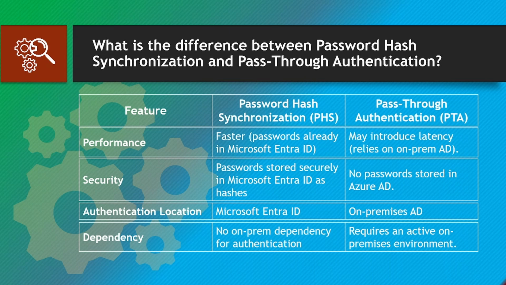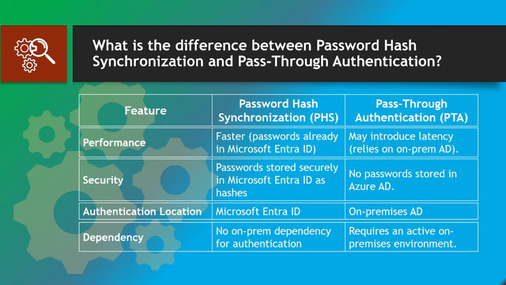Now moving to the next: what is the difference between password hash synchronization and pass-through authentication? As we have seen, there are two ways of authentication: PHS, password hash synchronization, and PTA, pass-through authentication. We'll see the differences between them on different parameters. In terms of performance, PHS is faster. The password already exists in Microsoft Entra ID, so whenever an authentication request comes through, it does not have to send the request back to on-prem, and it can authenticate then and there, so it is fast.